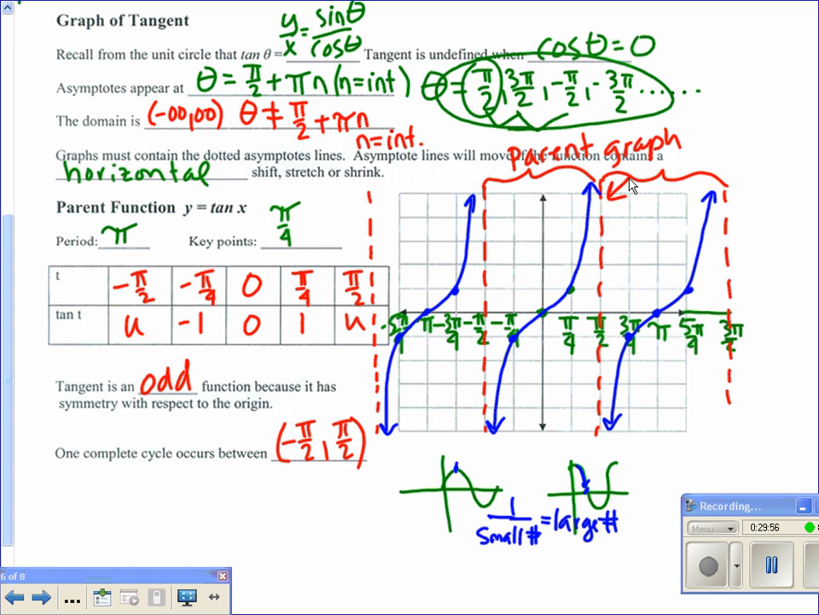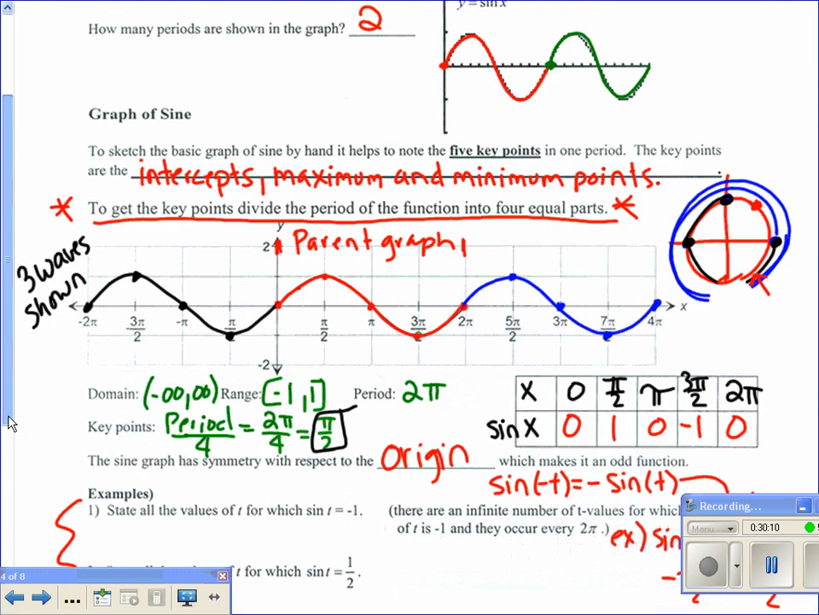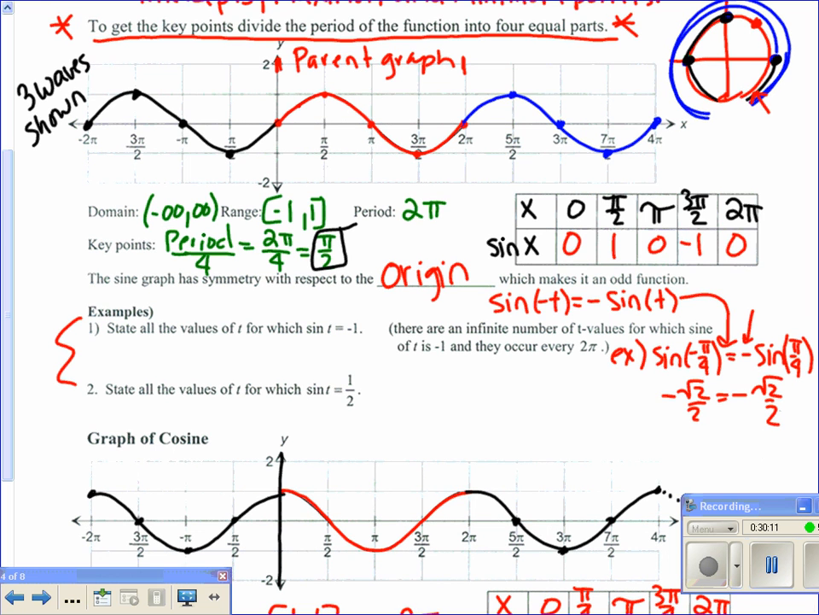So for this, make sure you have all this written down, and then we're going to talk more in class about the tangent graph, and we'll also talk more about sine and cosine. And as I said, when we're done with that, we will fill in these other questions that we didn't get to, and we'll talk about that a little bit more. But make sure you have all the rest of this for class.